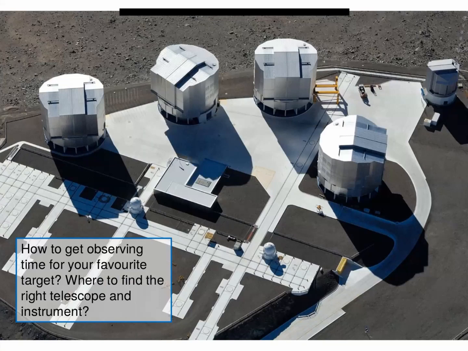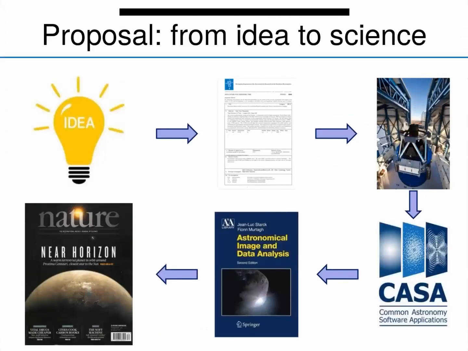So in principle, you write a proposal for the telescopes and you get your observing time, you reduce your data, you do your image analysis and you write your paper. And of course, the proposal writing is the first step.